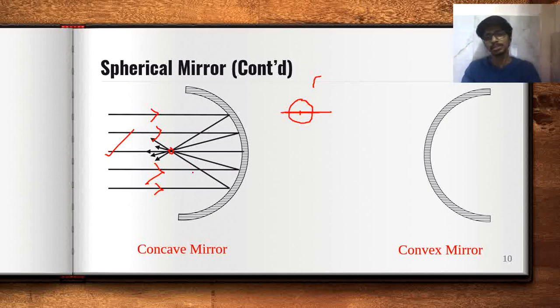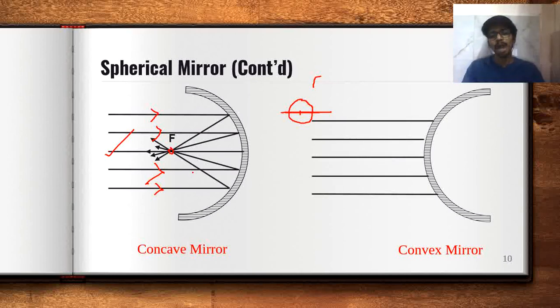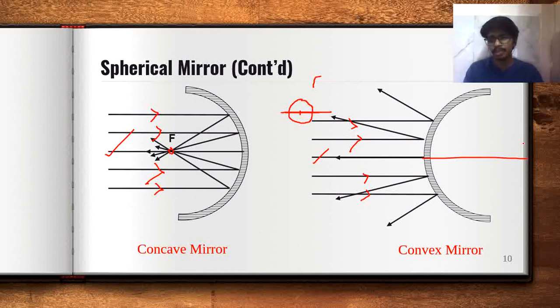But in a convex mirror, what happens? They are coming in, and they move away from each other. That means they diverge. This is the principal axis, and these are incident rays. Now see, they diverge, moving away from each other. But if I extend the principal axis behind the mirror in this direction, they appear to come from one point on the principal axis behind the mirror.